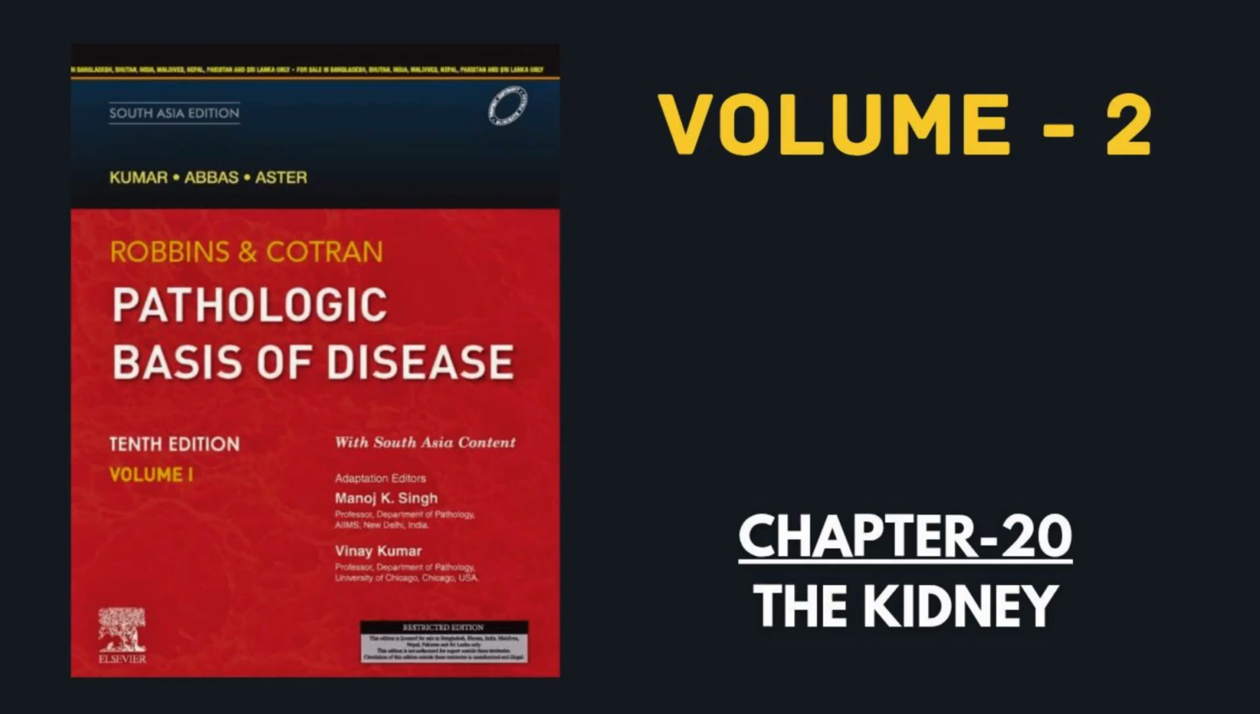Let's go through the three main types, which are classified based on their genetics and histology. The most common, at 70 to 80%, is clear cell RCC. This is strongly associated with the loss of function of the VHL tumor suppressor gene on chromosome 3p.